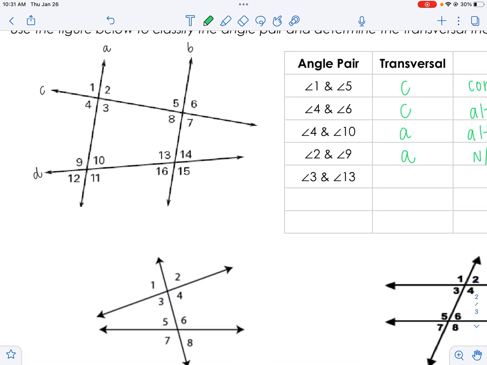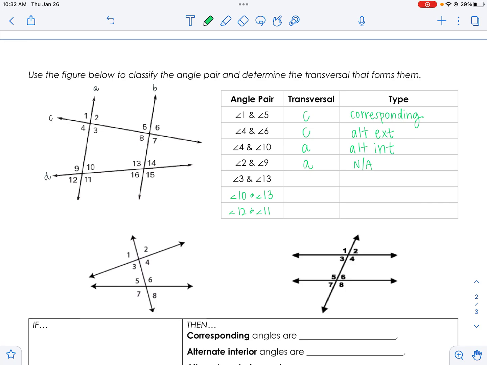And I'm going to give you a few more to try on your own, and then we'll check them in the next video. So I want you to try to figure out what are 3 and 13, what are 10 and 13, and then what are 12 and 11. And I'll see you in the next video.